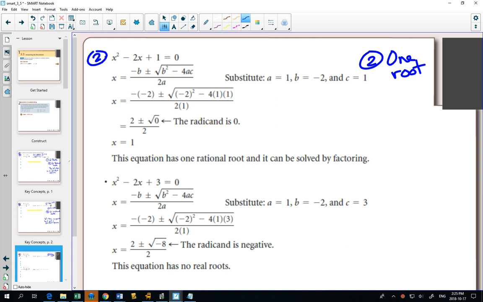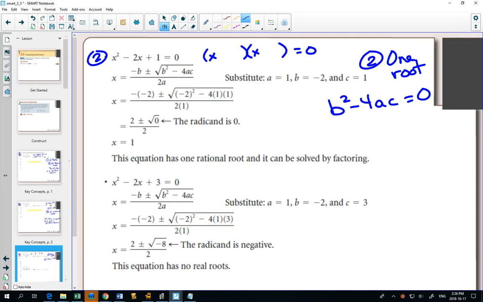X squared minus 2x plus 1. If the inside of your square root, or the b squared minus 4ac, is equal to 0, then you're only going to have one answer. Because you'll add 0 and subtract 0, it will work out to be the same. Okay? It always works out to a nice number, because 0 is a perfect square. And because it works out to a nice number, it means you could have factored this as well.